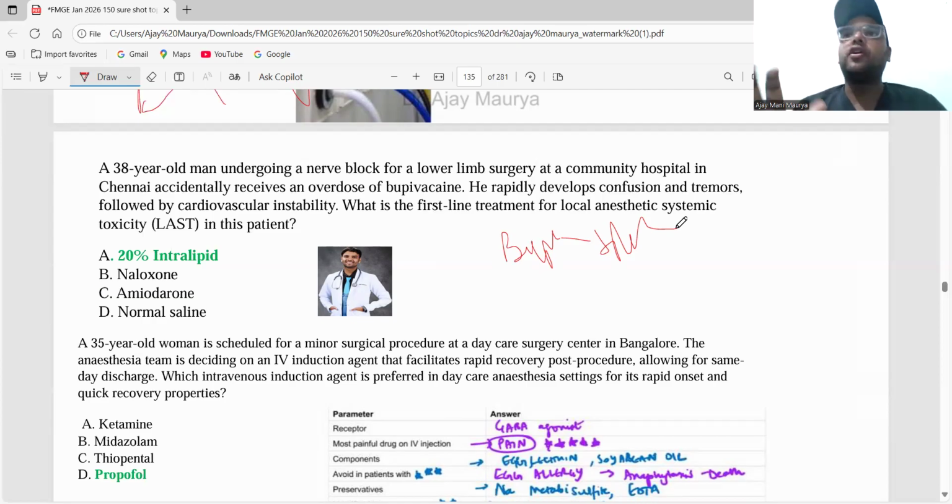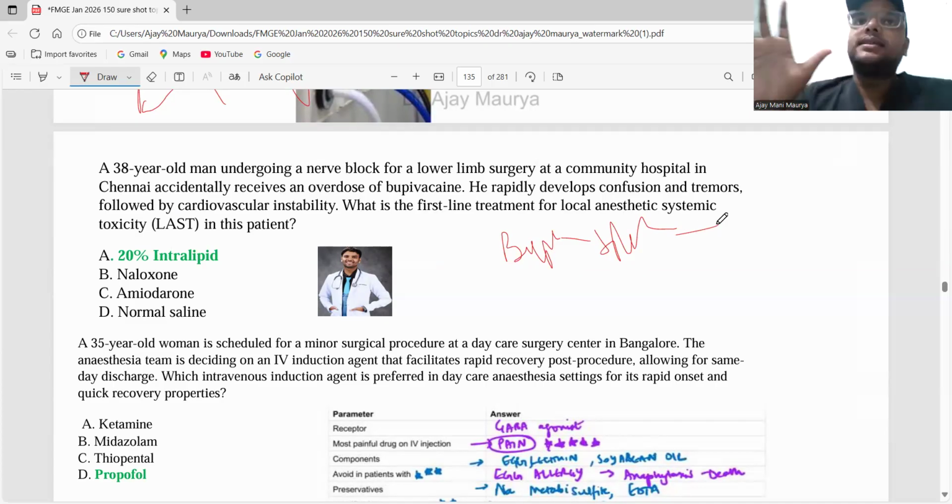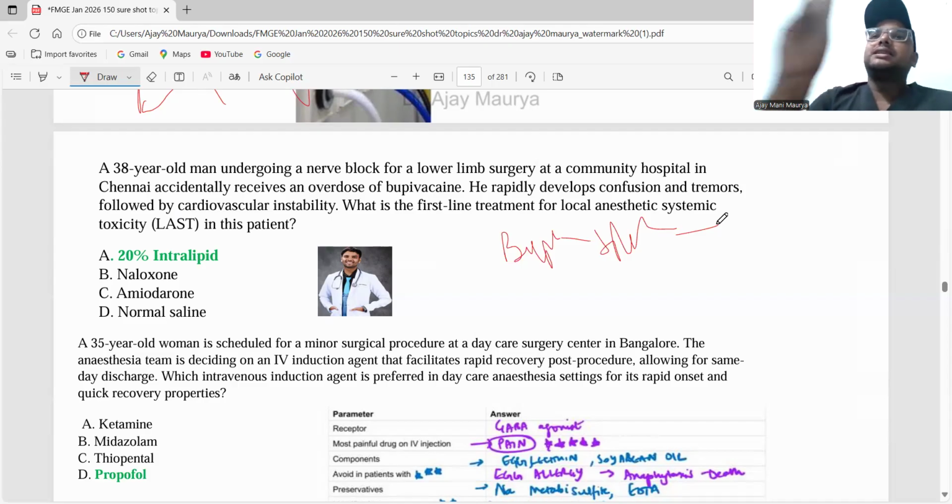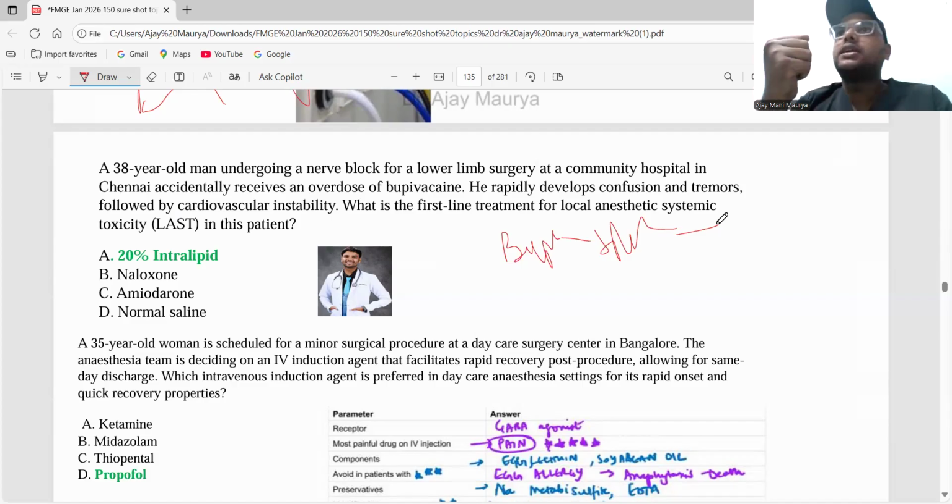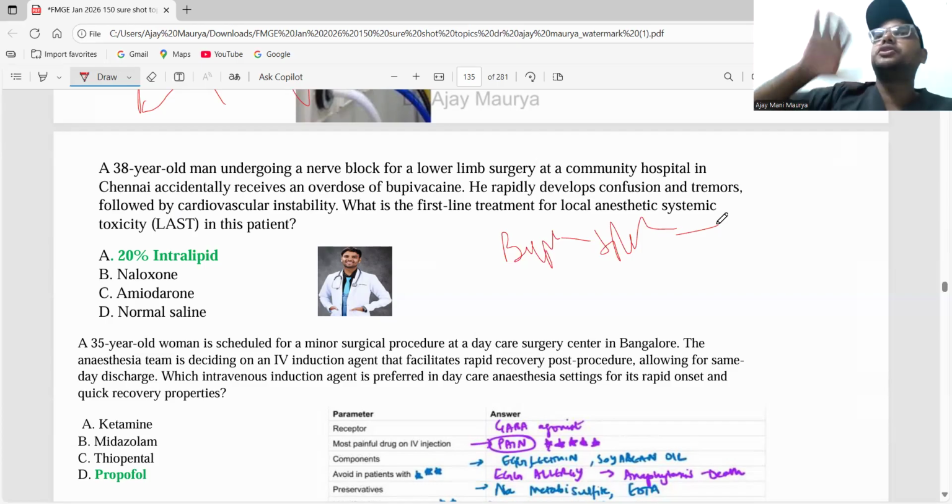Bupivacaine is the most common, good for spinal anesthesia. What happens, guys, when accidentally they pierce into the artery, or they give a lot of bupivacaine?